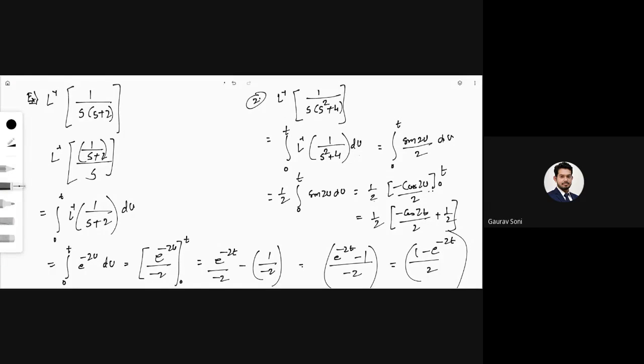Okay, so that's it. This many examples we will solve, and now what we can do is go to the next and very important point in this chapter, inverse Laplace transform, which is inverse Laplace using partial fraction.